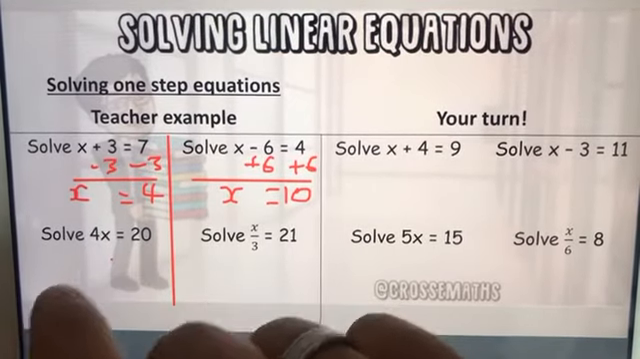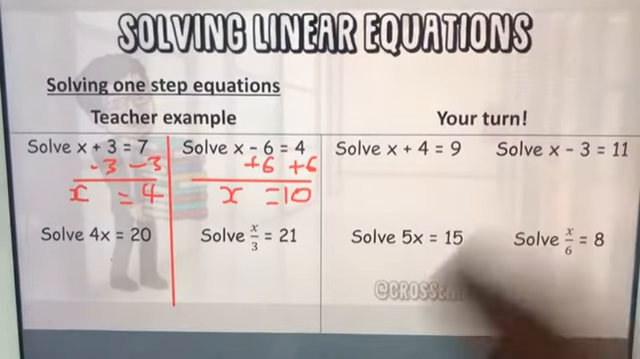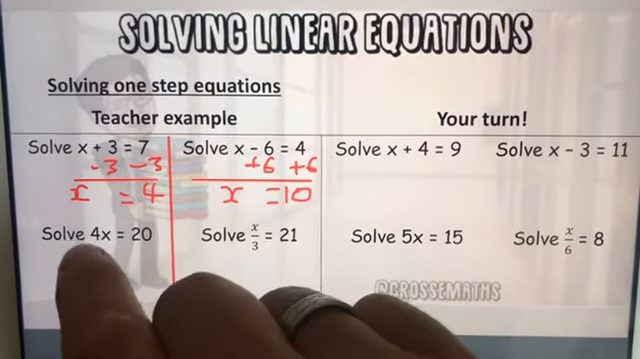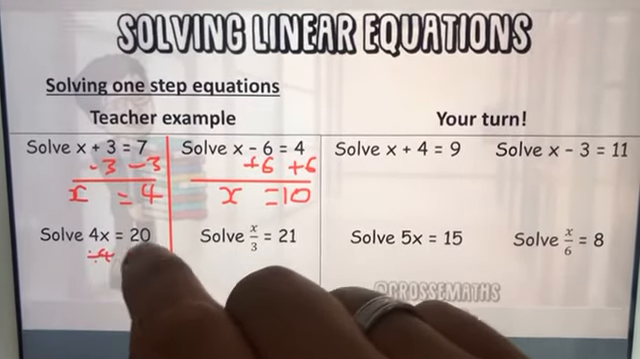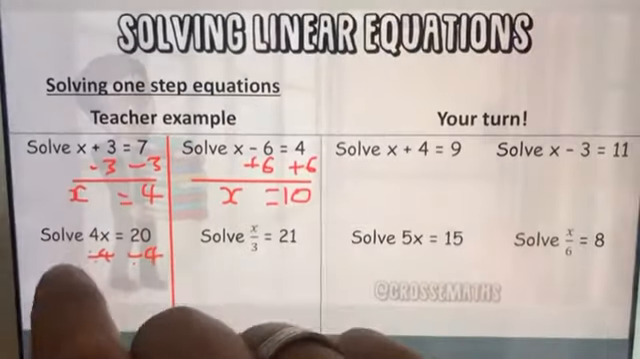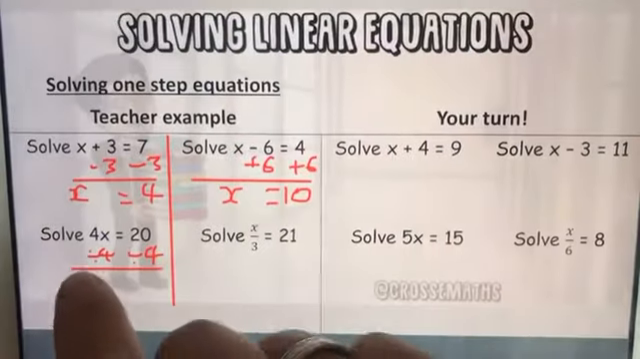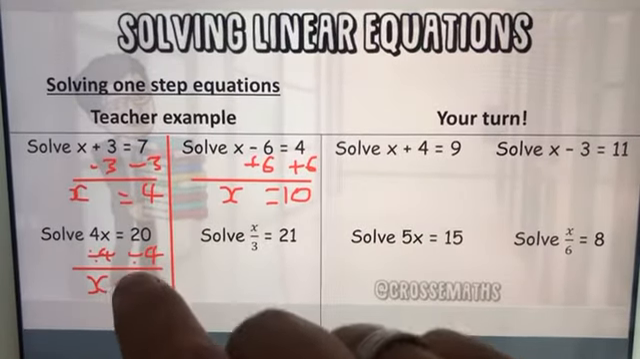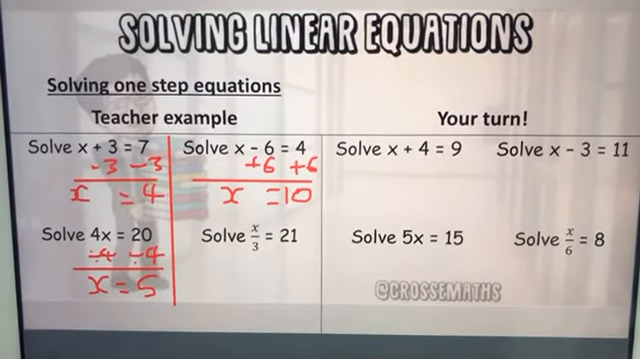Down the bottom, 4x equals 20. If 4x is 20 and I want to get rid of that 4 in front of the x, I'm going to have to divide by 4, because this is 4 times. To get rid of it, I'm going to divide by 4. 4x divided by 4 leaves me with just x, 1x. 20 divided by 4 leaves me with 5, so x equals 5.